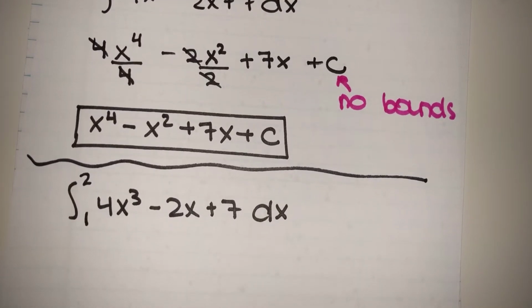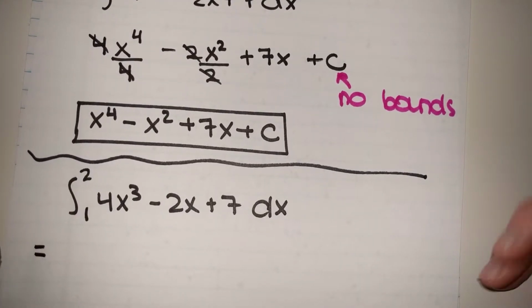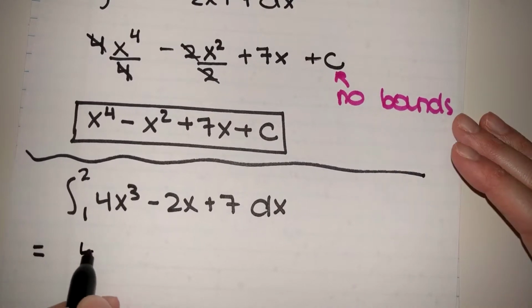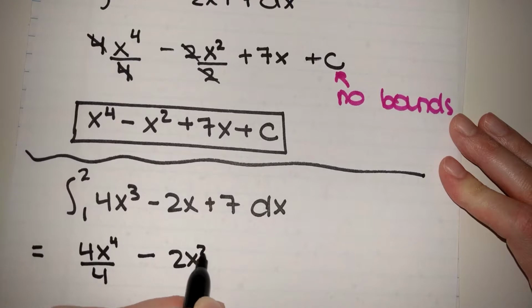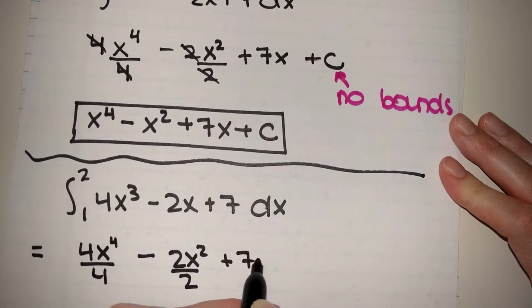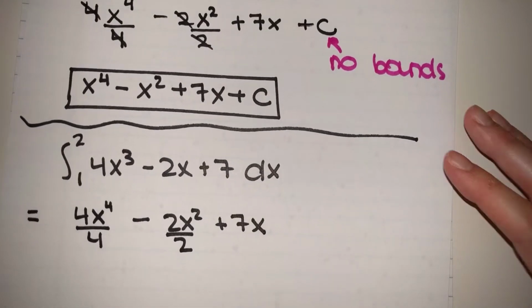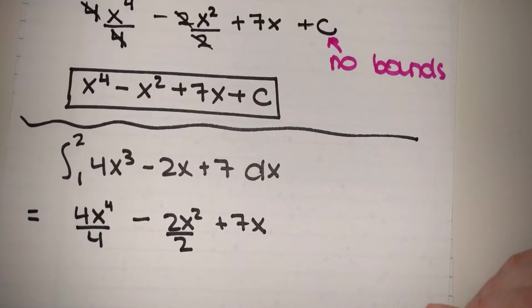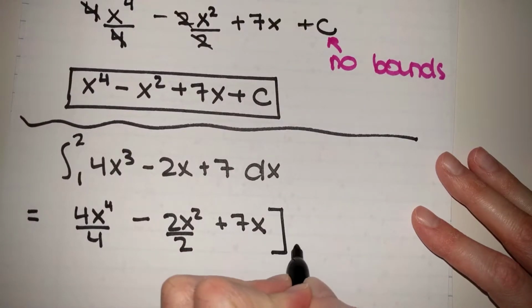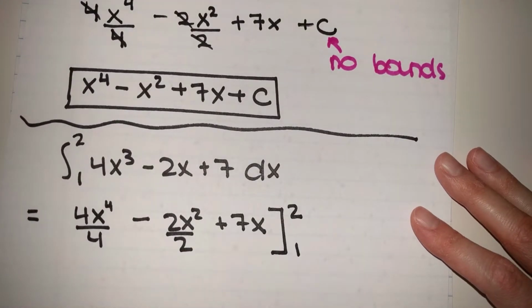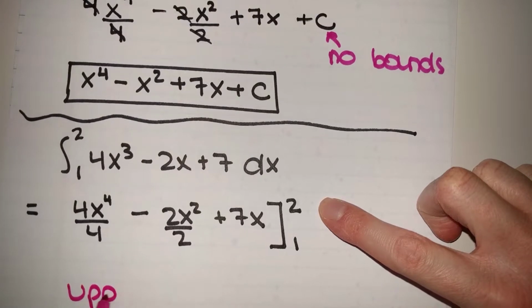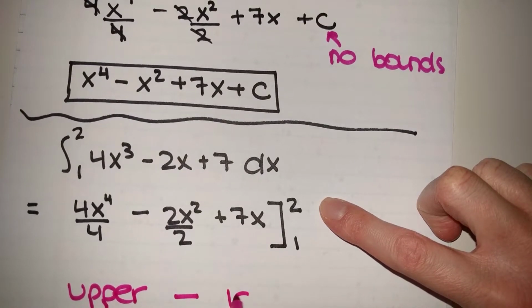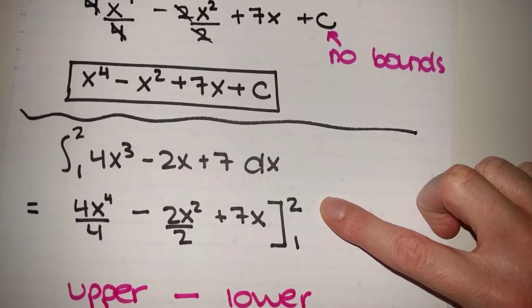And as a definite integral, we're going to integrate just like we did up above. So we'll have our 4x to the fourth over 4 minus 2x squared over 2 plus 7x. But now, instead of writing the plus c, we write the bounds from 1 to 2. And remember, our fundamental theorem of calculus says that we are first going to plug in the upper bound and then subtract that from the lower bound plugged in.